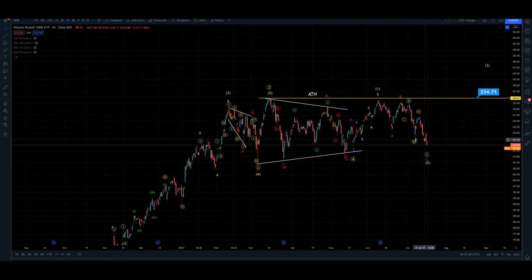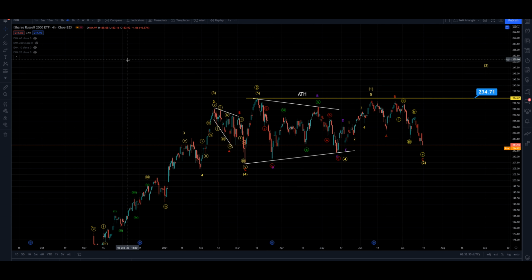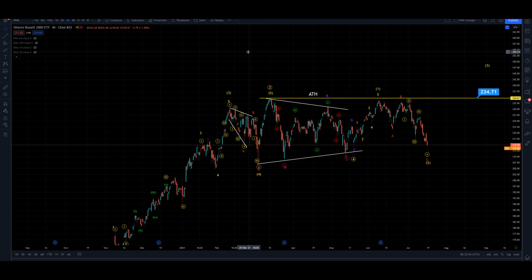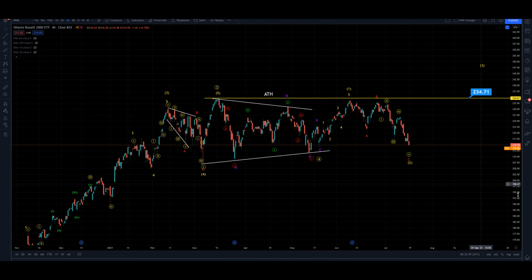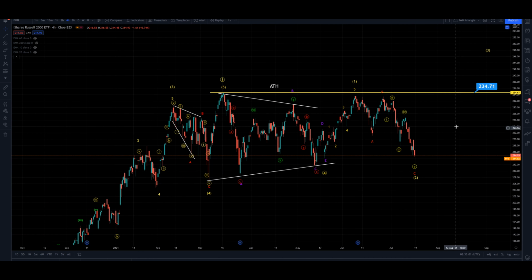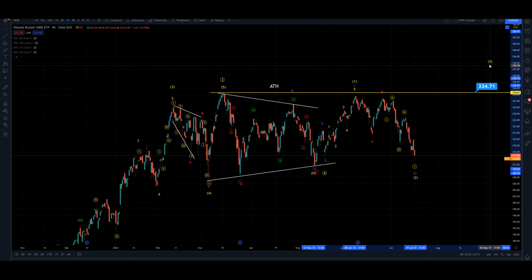Right, for the next few minutes we're going to be looking at the IWM, which is the ETF for the Russell 2000. We're going to look at some Elliott wave counts and then some basic technical analysis. But before we begin, I'm going to do that very rare thing that Tom very rarely does here, which is talk about fundamentals for a moment.